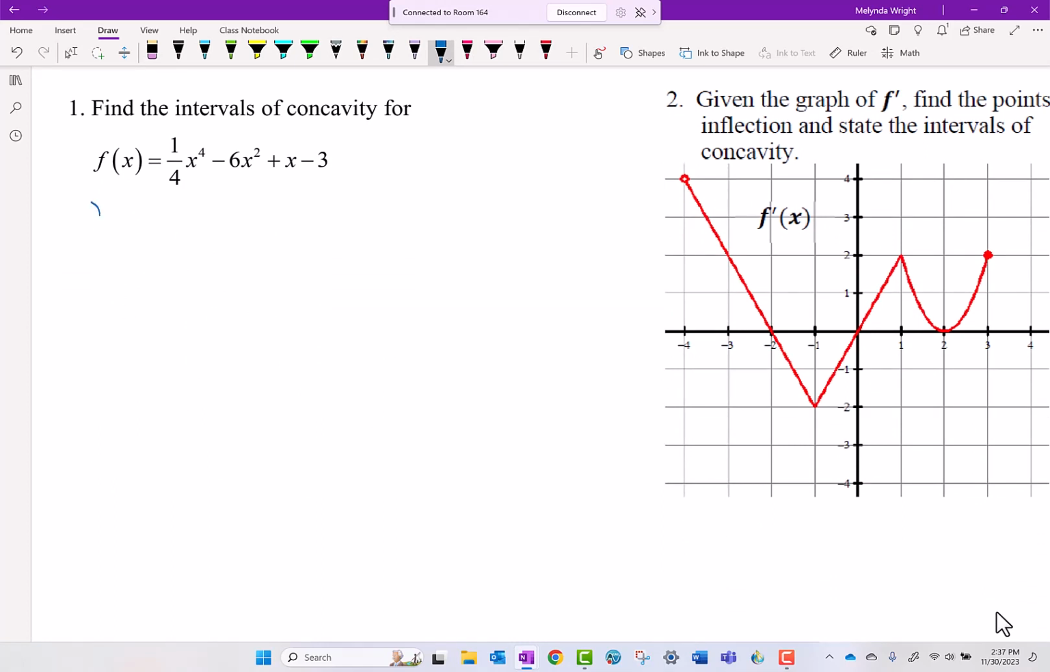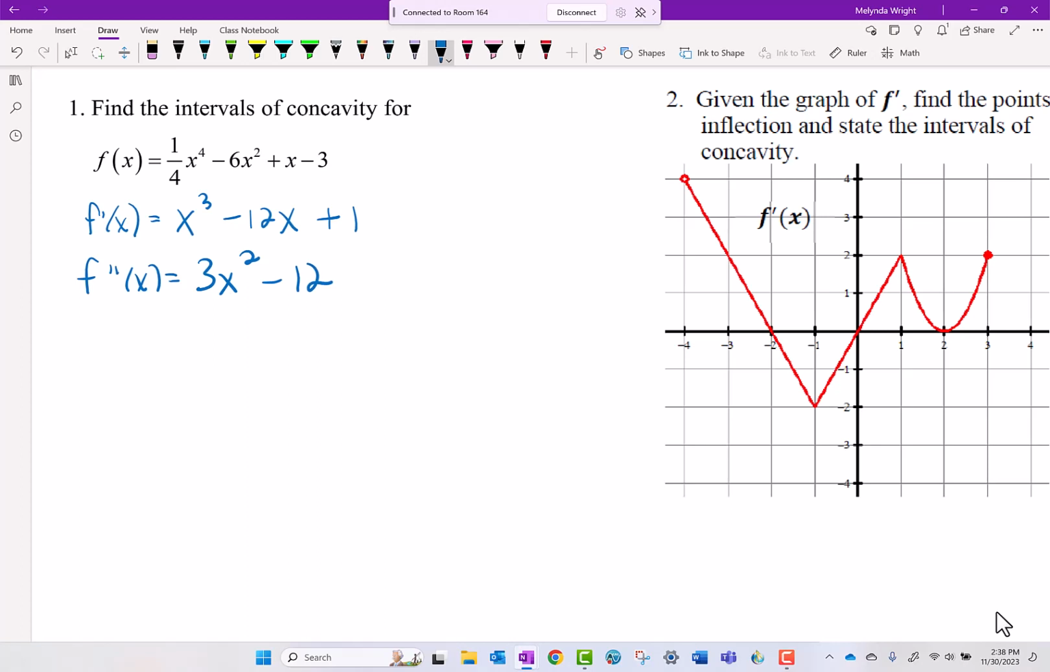So here we go. Let's take the first derivative. I do my power rule. I bring the 4 down, I get x cubed. Bring the 2 down, negative 12x. The derivative of x is 1. Now, if I wanted to figure out increase, decrease for the first derivative, I would stop here and do a sign chart. I want to actually go to the second derivative. So the derivative of x cubed is 3x squared. The derivative of negative 12x is negative 12.